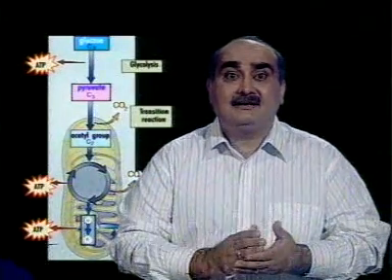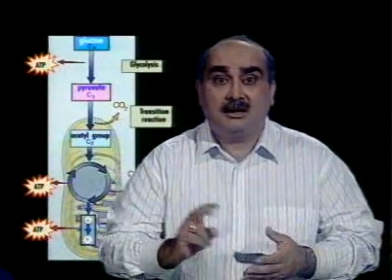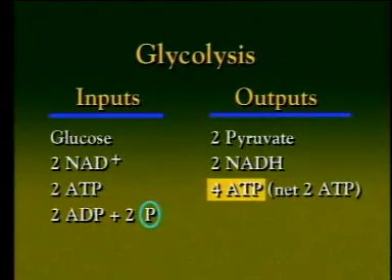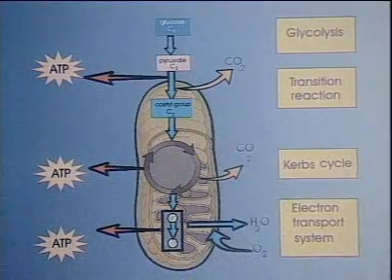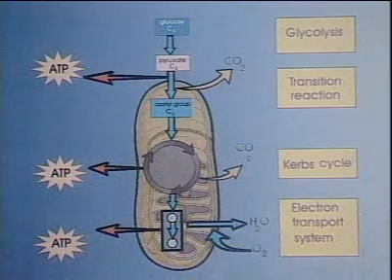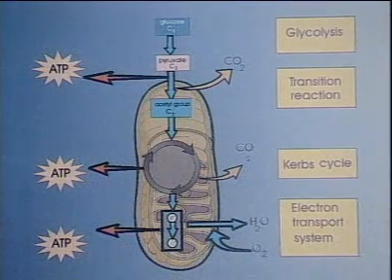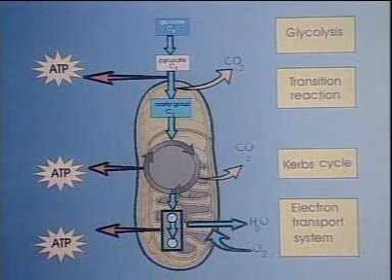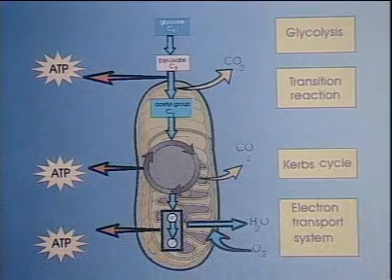Glycolysis is the breakdown of glucose to 2 molecules of pyruvate. Now, oxidation, which is the removal of hydrogen atoms, provides enough energy for the immediate buildup of 2 ATP molecules. Glycolysis takes place outside the mitochondria and does not utilize oxygen. The other stages of aerobic cellular respiration take place inside the mitochondria, where oxygen is utilized.